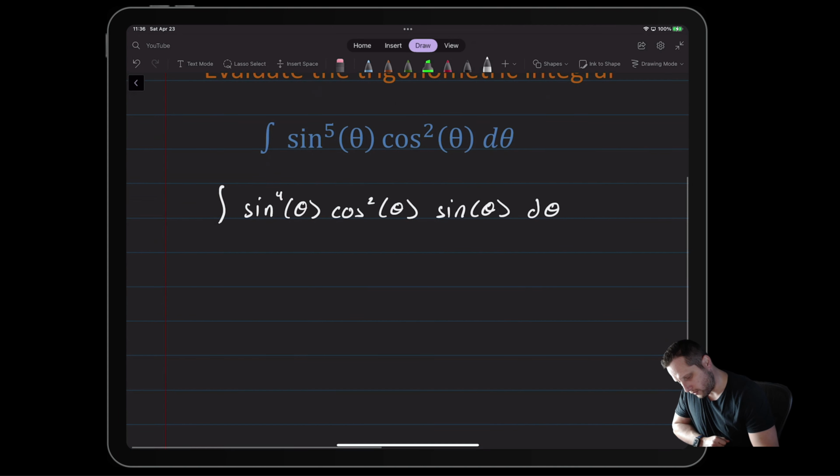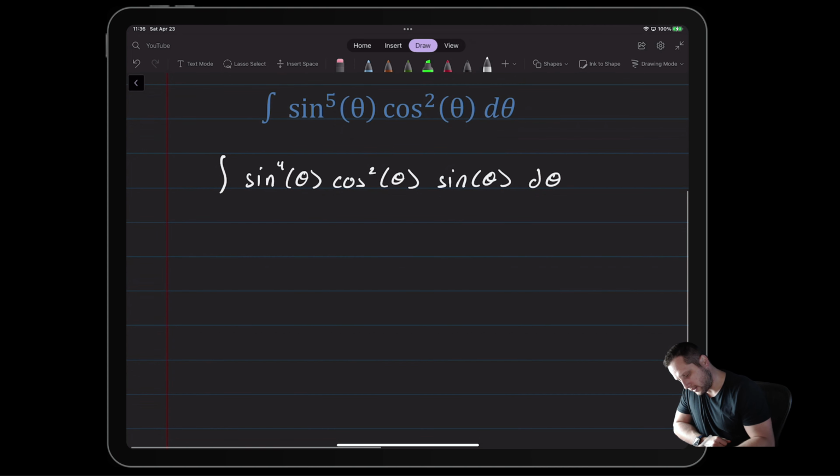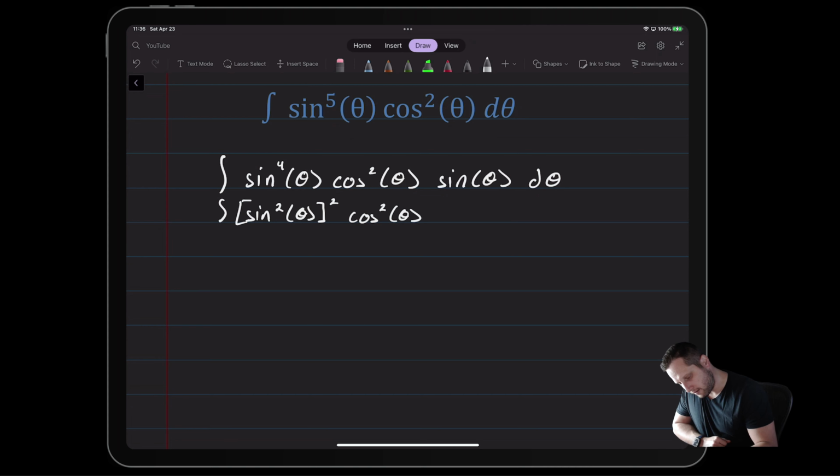But before we go to that next step, let me just go ahead and rewrite this as sine squared theta, all squared, times cosine squared theta, times sine theta d theta.